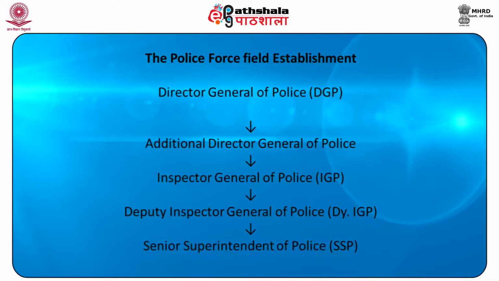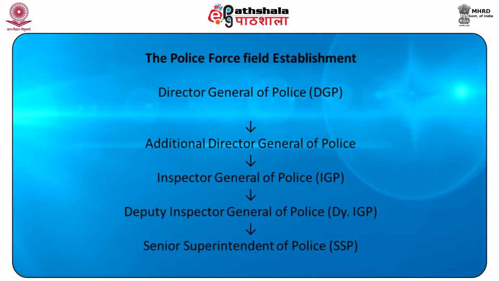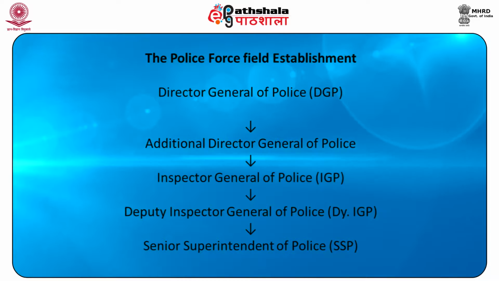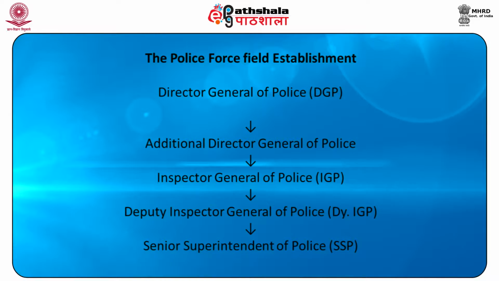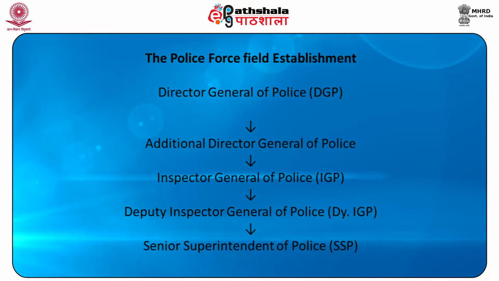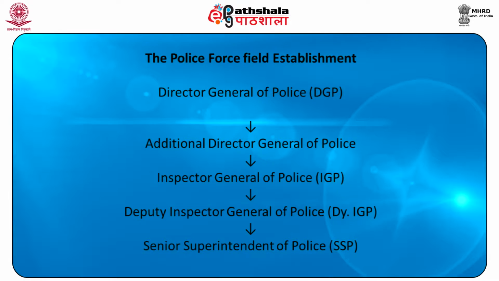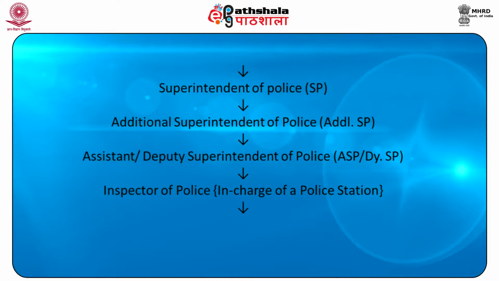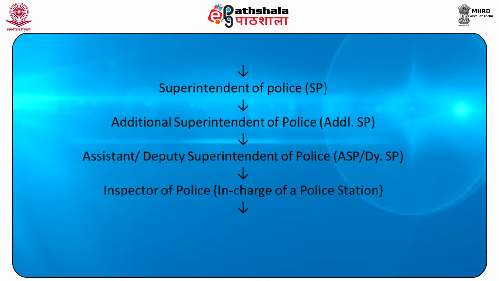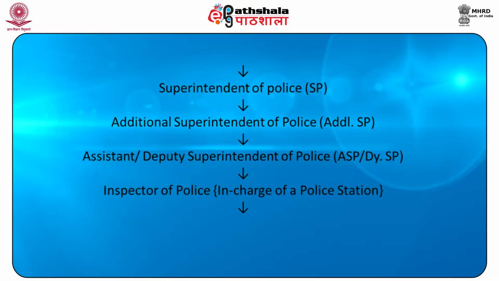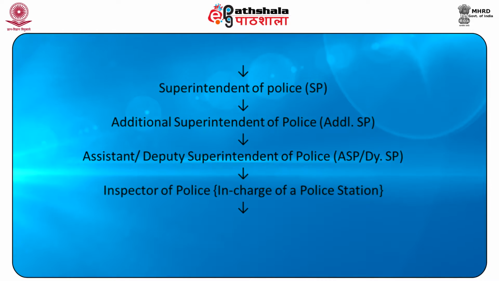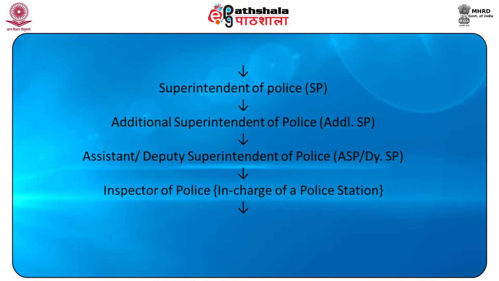At the top is the DGP, that is Director General of Police. Beneath him is the Additional Director General of Police, then Inspector General of Police, that is the IGP, then Deputy Inspector General of Police, DIG, Senior Superintendent of Police, that is SSP, Superintendent of Police, SP, Additional Superintendent of Police, Additional SP, Assistant or Deputy Superintendent of Police, that is ASP or Deputy SP, then Inspector of Police, who is in charge of a police station.